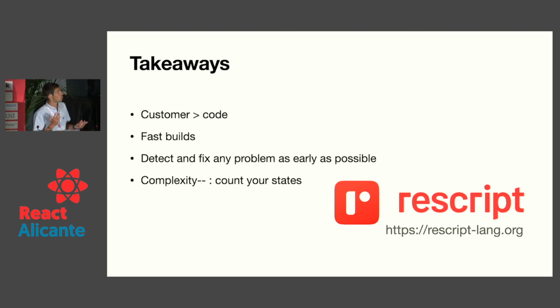Fast builds are important because fast builds mean a fast feedback cycle. A fast feedback cycle means faster iteration, and you get your product out of the door sooner. Whatever you're doing, whether it's a breakfast restaurant or software, always try to detect and fix any problem as early as possible. Types are great for that. And then if you want to make your pull request reviewer happy, count your states, try to reduce them so the complexity goes down. If you're interested in the JavaScript from the future, head over to rescriptlang.org.